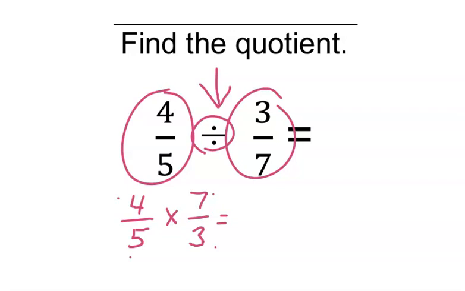7 times 4 is 28. 5 times 3 is 15. All right, so we have an improper fraction. We know that we can take 1 15 out of 28, so that's going to be our whole number. 28 minus 15 is 13 left over. So 13 out of 15. So 1 and 13/15 would be the quotient for these two fractions.